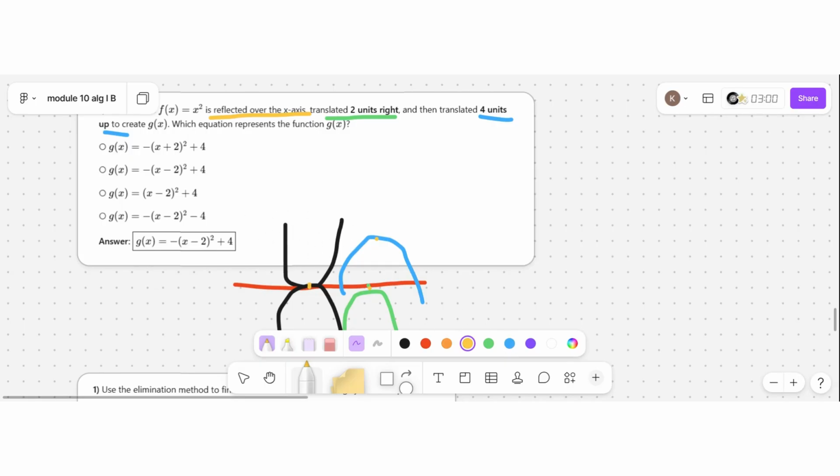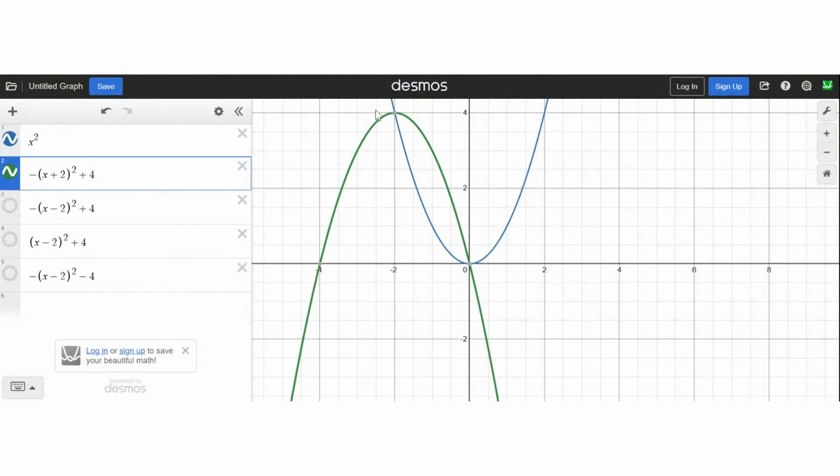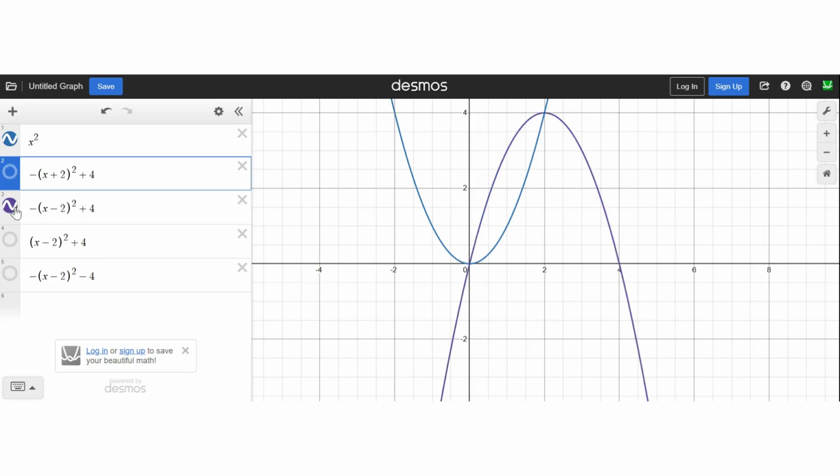So if we look back at this first one, this one's not the right answer because it's on the left side. They did reflect it, because it's flipped upside down. But instead of going 2 units to the right, they went 2 units to the left, and then they went up 4 units. So they went the wrong way. So not that one. Let's look at the next one.